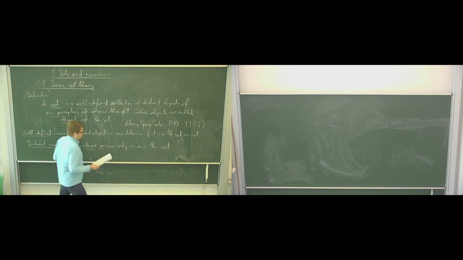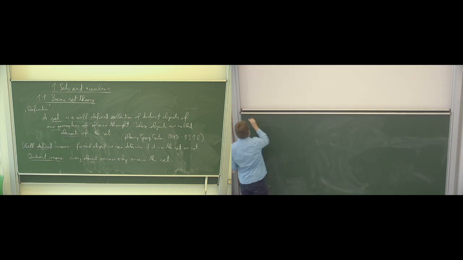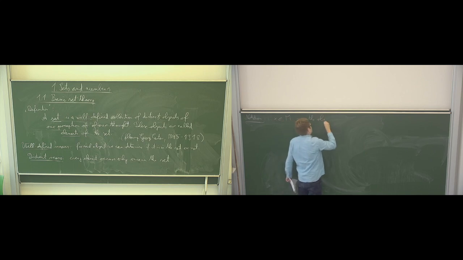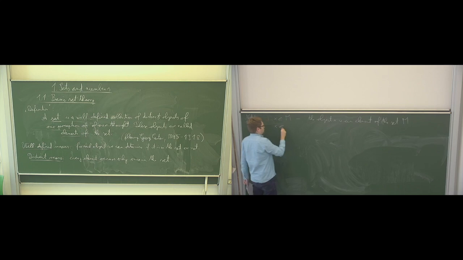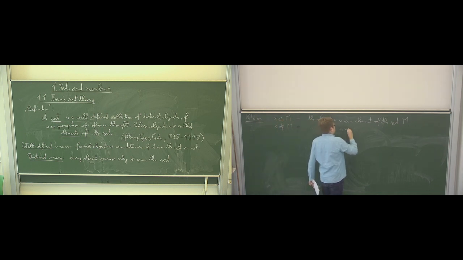Okay, now just some notation. We write x in M. This means the object x is an element of the set M. And if we have some object which is not an element, we write almost the same, but we put a line through the symbol. So this means the object x is not an element of M.